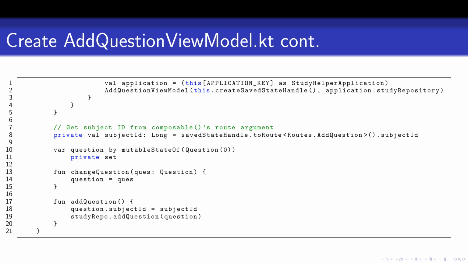The addQuestionViewModel extracts the subject ID from the route using the toRoute function. It uses a mutable state of variable to track the current question object. There are two key functions. ChangeQuestion updates the current question being edited, and addQuestion sets the subject ID and saves it to the database. This encapsulates all logic needed for adding new questions and keeps the UI reactive and clean.